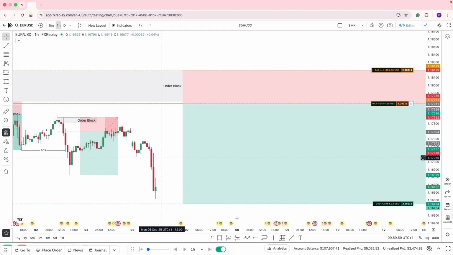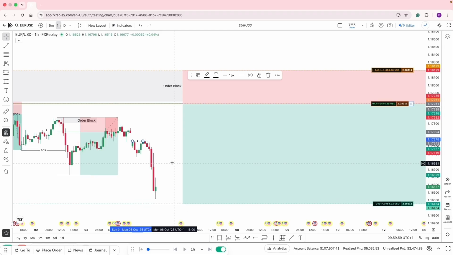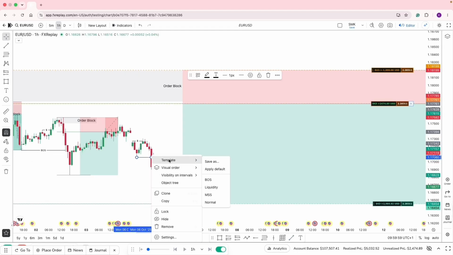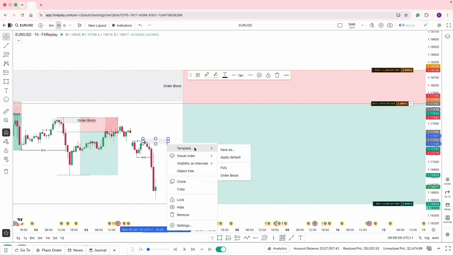Okay, I like this opportunity. As you can see, we swept liquidity at this point here, so I'll label that our liquidity sweep. And then we broke structure at this point here, so this is our break of structure. As you can see, there are fair value gaps within the range. We've got one here and we've got one here. And again, our order block would be that last up candle before the impulsive move. So this is our order block here.